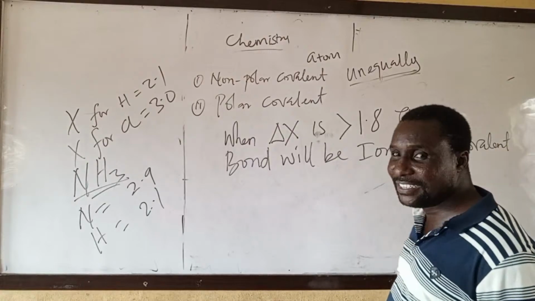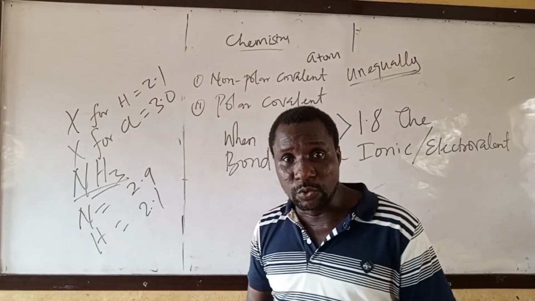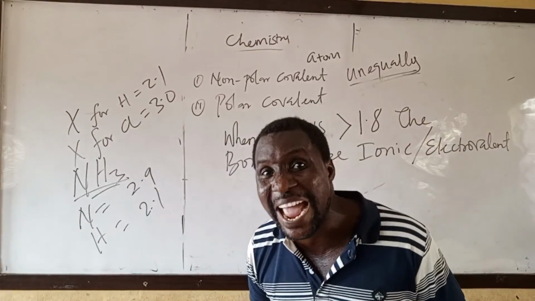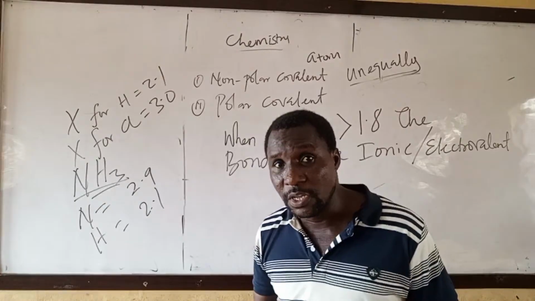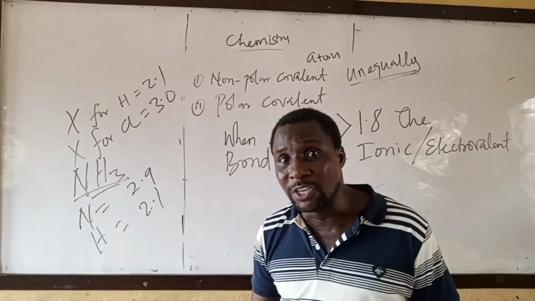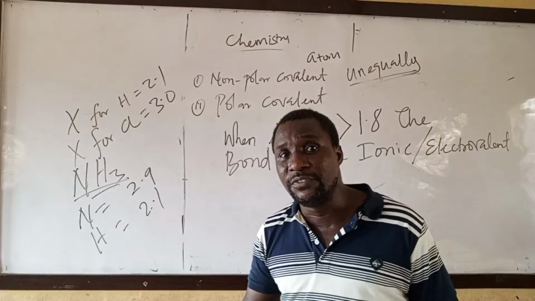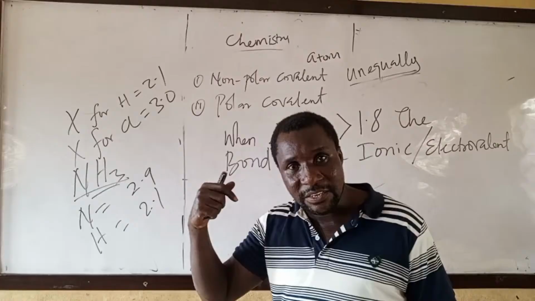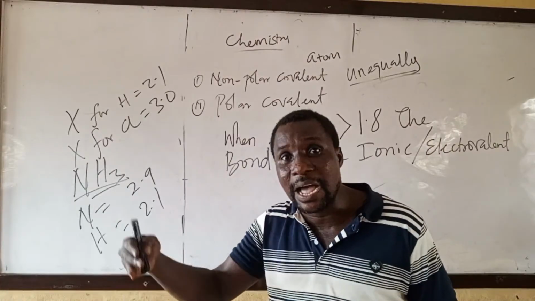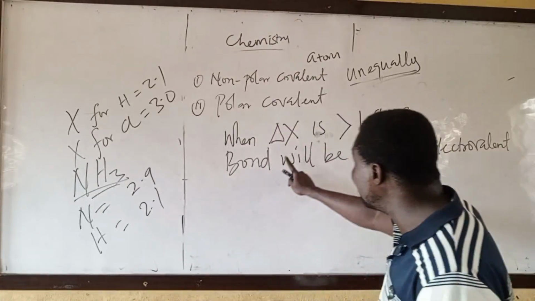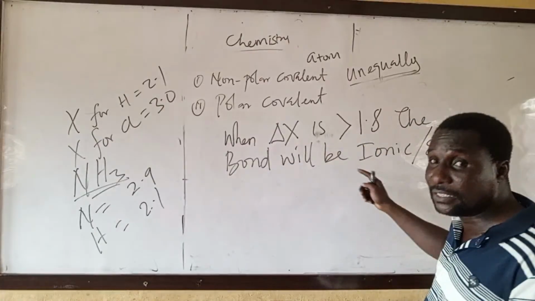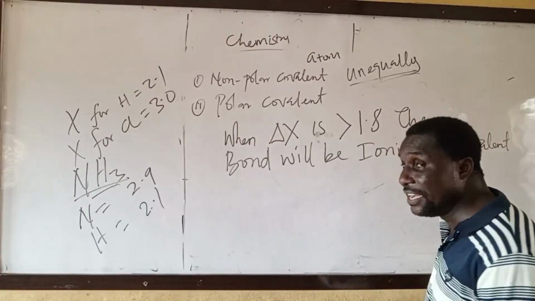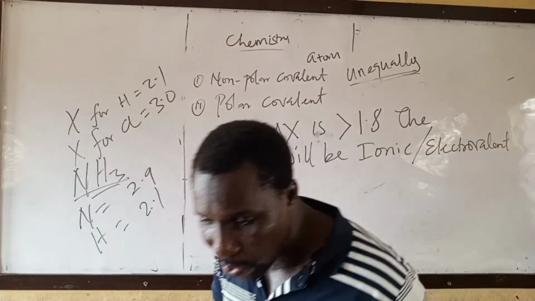The cutoff is 1.8. Some school of thought will say above 1.7, some will say above 1.9. The one that came out in JAM last year was 1.7. Some people say above 1.7, above 1.8, above 1.9. When the electronegativity difference is greater than that, it is an ionic bond.